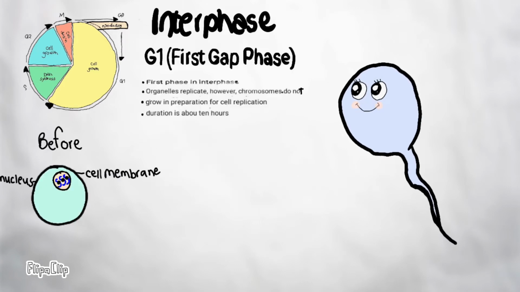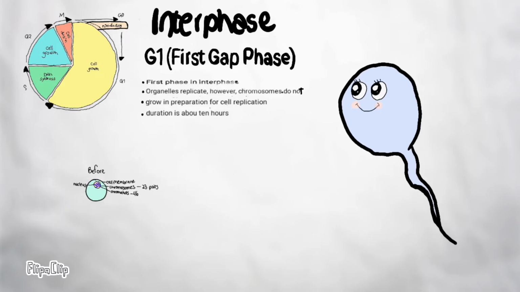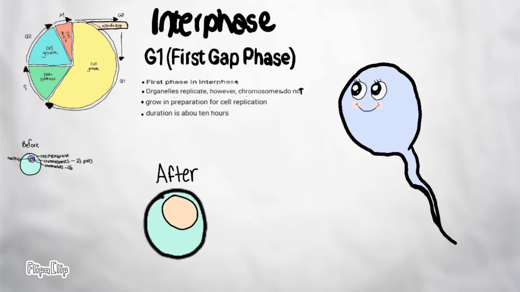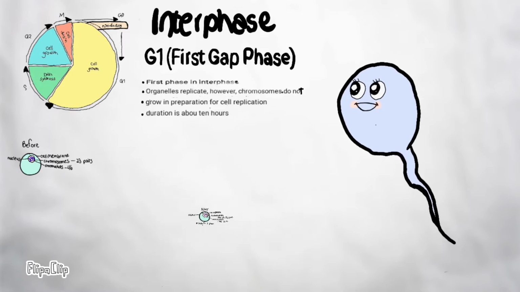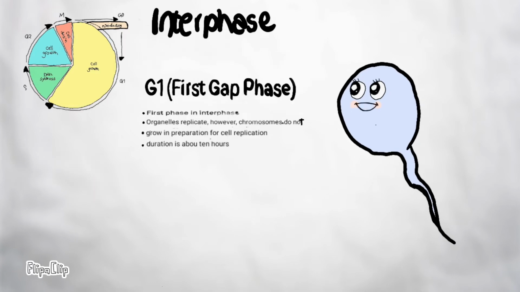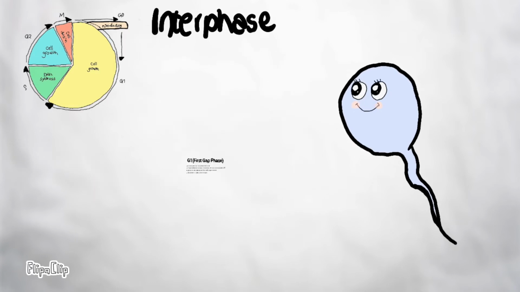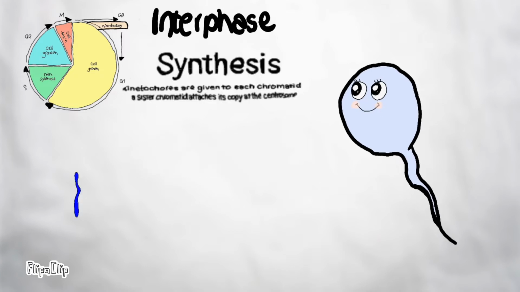This phase occurs over the time span of 10 hours. In these next few images, you will be able to see that the chromosomes begin and end with 23 pairs of chromosomes and 46 chromatids. This is because there is no cell replication here. The cells are just growing in preparation for the cell replication. However, if the cell is not ready for cell replication, it enters a phase called G0, which is also known as the resting phase.